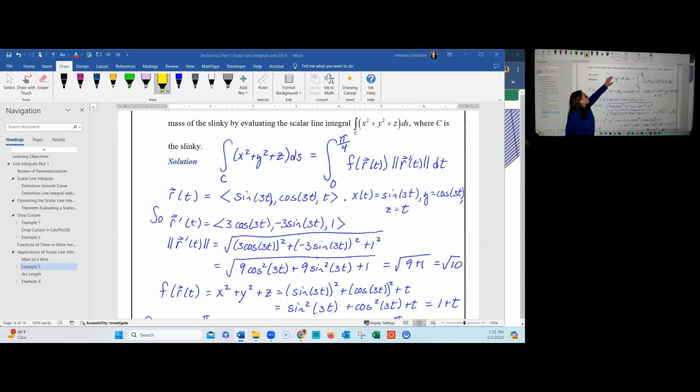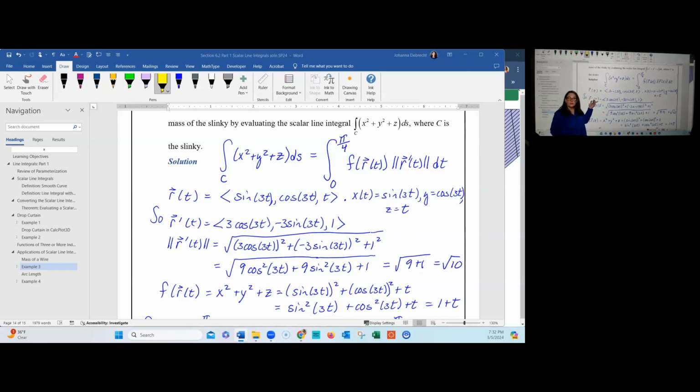To represent the scalar line integral over the curve of the function x squared plus y squared plus z with respect to the arc length differential ds, we need to represent f as a function of r of t and multiply by the magnitude of r prime of t and integrate from t equals 0 to t equals pi over 4. We're given that the parameterization is sine of 3t, cosine of 3t, and t. That makes x as a function of t sine of 3t, y as a function of t cosine of 3t, and z as a function of t simply t.